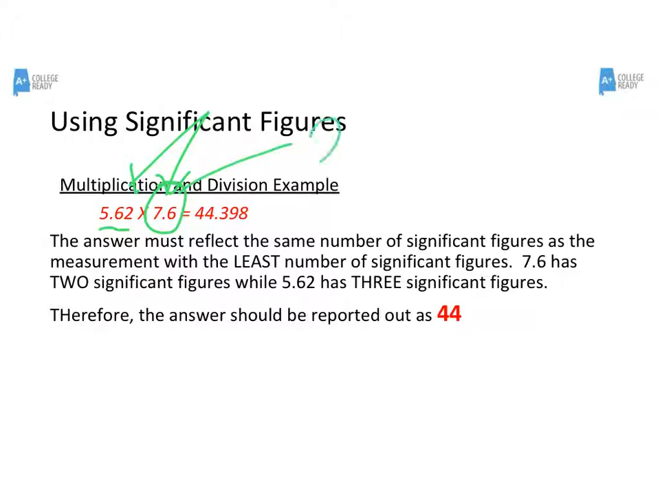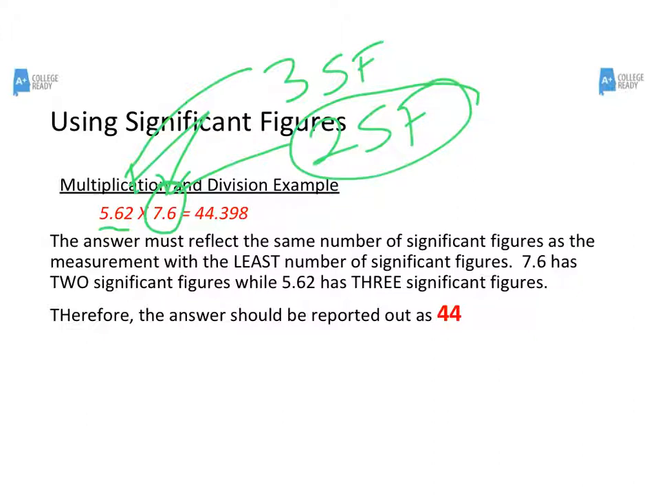This has 2 significant figures, while this measurement has 3 significant figures. And the rule says you should report out to the least number of significant figures. Therefore, this calculator answer is too much, giving a wrong impression that you actually measured out to this 1000th place. You did not. You should report the answer out to 2 significant figures, and that should be your answer.